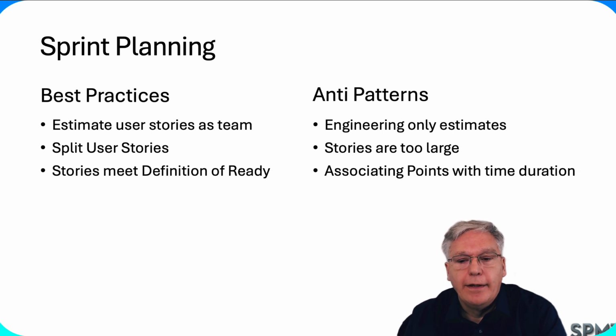Anti-patterns here. Engineering-only estimates, just assigning a story to a single engineer who does the estimate, they're really not taking into account the testing aspects of it or other aspects of the story. Stories are too large, they go from sprint to sprint, and you want each story to be small enough that you have a lot of confidence that it can be completed within that increment. And associating story points with time or duration. Again, it's a measure of complexity, effort, and uncertainty, and it is not a measure of time.